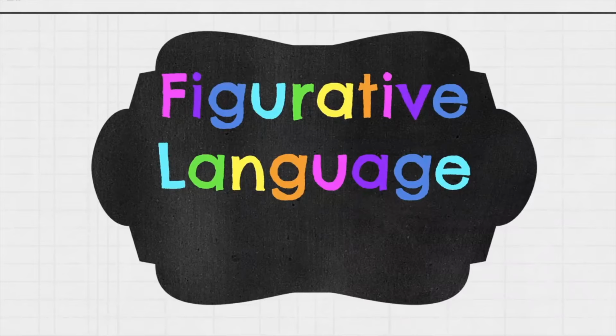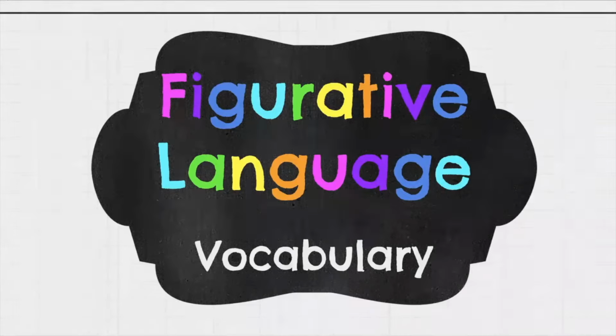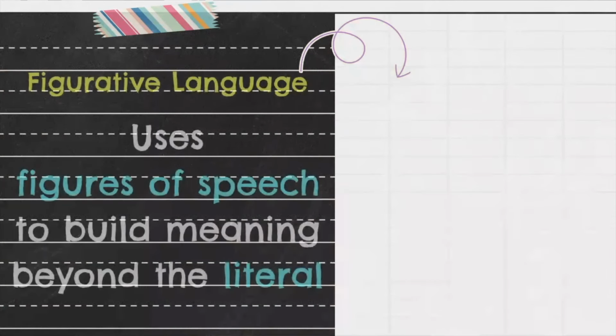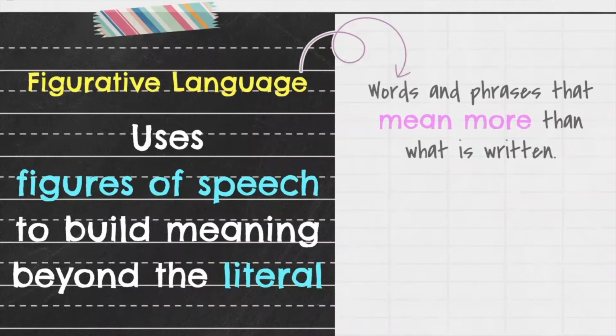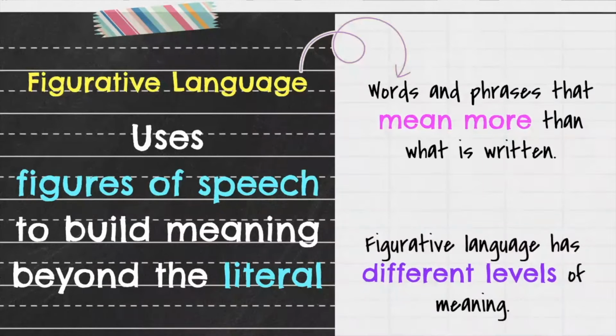It is Miss Kepley here, and today we're going to look at figurative language, more specifically the vocabulary that makes up figurative language. So first, what is figurative language? It's using figures of speech to build meaning beyond the literal, and literal means actual meaning. So the words and phrases mean more than what is written on the page. And it has different levels of meaning. And so we're going to dig deeper into that in just a minute.